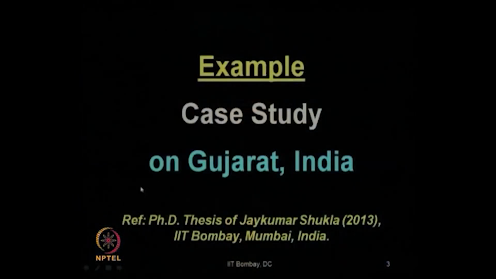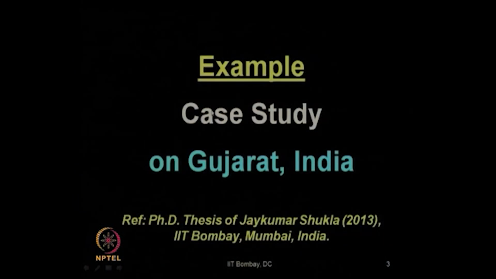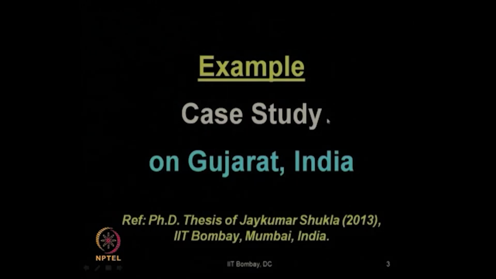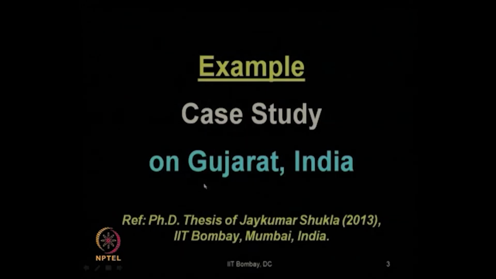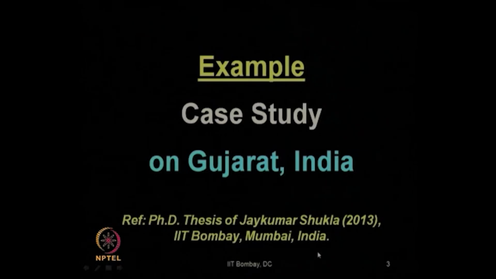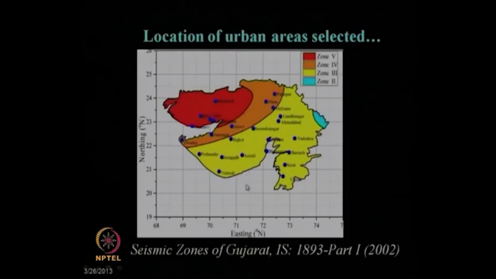In the previous lecture, while discussing module 7, we went through an example problem, that is a case study on seismic hazard analysis for the state of Gujarat in India. This is a part of a PhD thesis of Dr. Jayakumar Shukla at IIT Bombay. So, 25 urban cities or areas were selected for the development of seismic hazard analysis using both deterministic and probabilistic approaches.